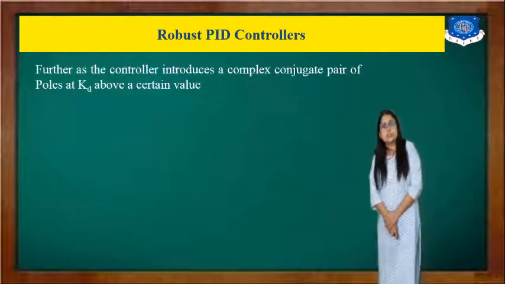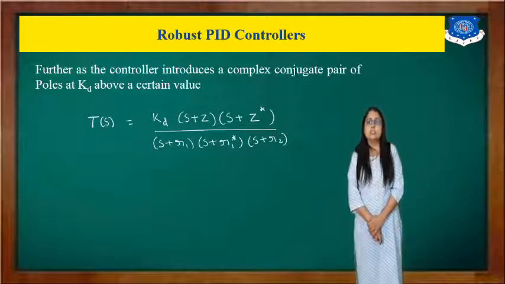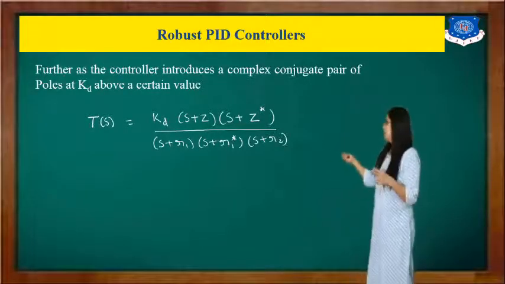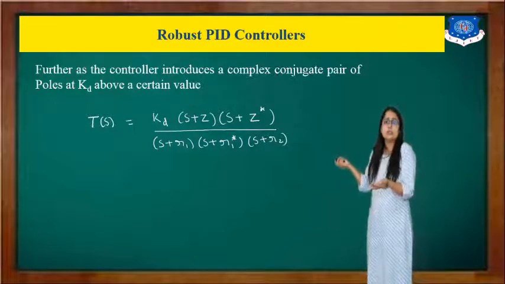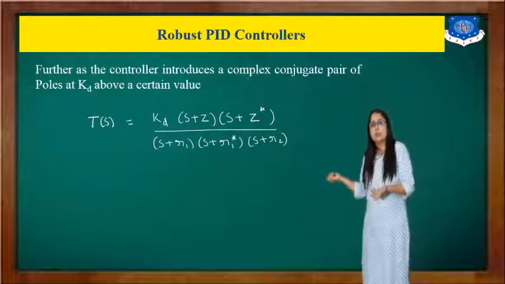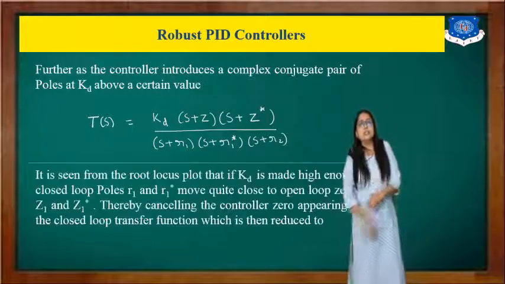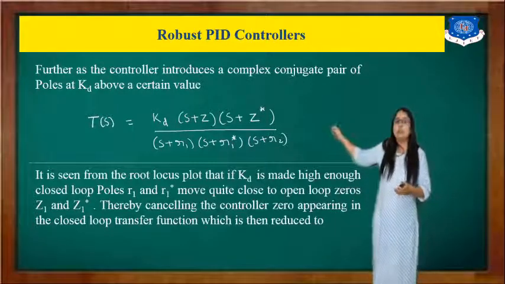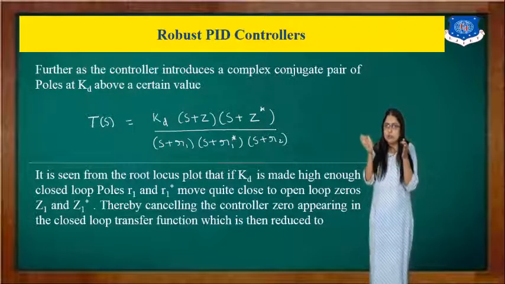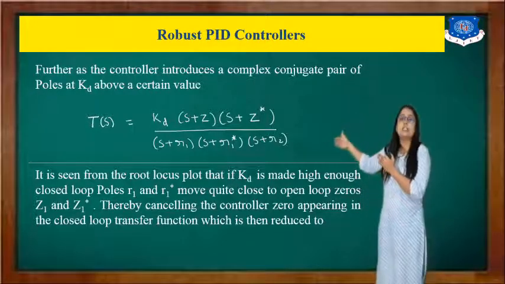Now further, the controller introduces a complex conjugate pair of poles at Kd above certain values. As I said, we have two zeros. Now I am going to assume a complex zero, that is z and its conjugate. And here I am going to assume a complex pole, that is R1 and the conjugate of R1. Now see, as we change the value of Kd, what will happen? This pole and zero are very near to each other, so we can cancel out their effect.